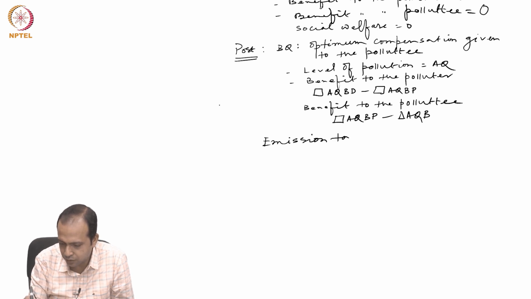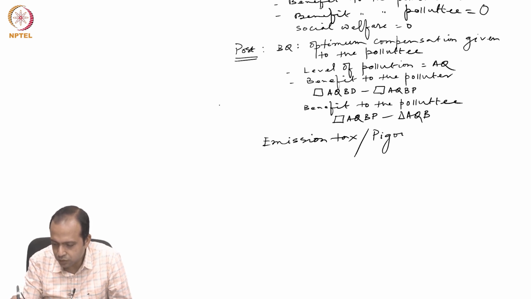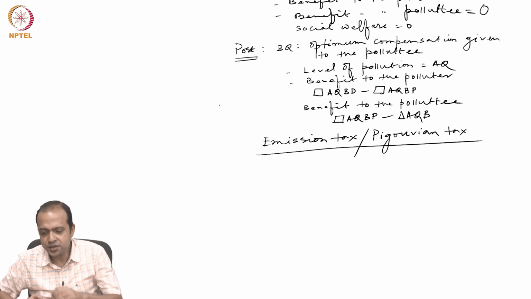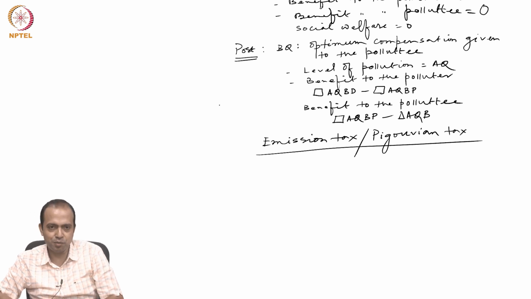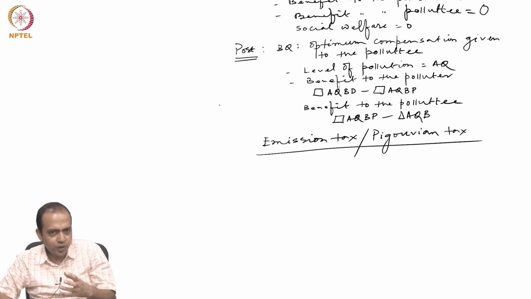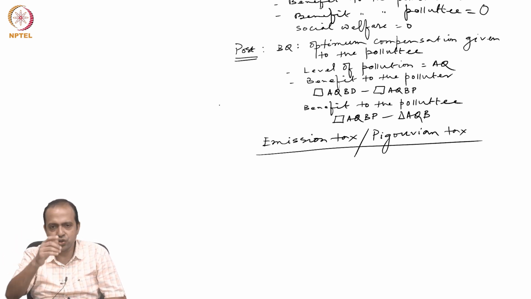This tax is known as Pigouvian tax. Why is this Pigouvian tax? Because the famous British economist Pigou first came up with the idea of emission tax. He said, when the firm is generating pollution, we must impose a tax on its production.